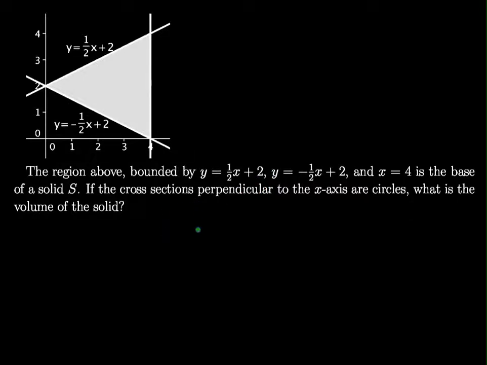Okay, now let's move on to see what happens when we have circular cross sections, and we'll use this idea even more when we get to solids of revolution. But the region above, bounded by y equals 1/2 x plus 2 and y equals negative 1/2 x plus 2 and x equals 4, is the base of a solid, if the cross section, it's not really the base in this case, it's actually going to make the diameter of this. If the cross sections perpendicular to the x-axis are circles, what is the volume of the solid?